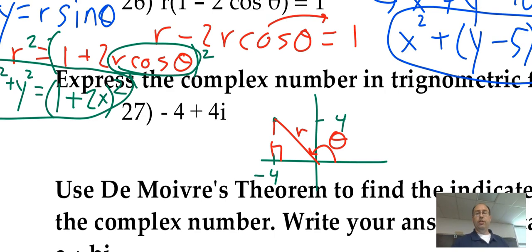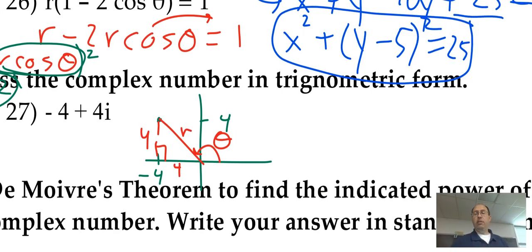Isn't it a right triangle? I got side lengths of 4 and 4. How am I going to find the radius? The Pythagorean theorem. Now, if you remembered from geometry class that it's a special right triangle, the 45, 45, 90, it'd be 4 radical 2, right? So I would not have to waste my time doing the Pythagorean theorem if I recognize it's a 45, 45, 90 and that my radius is going to be 4 radical 2. But if you don't recognize that, then you probably have to, right?